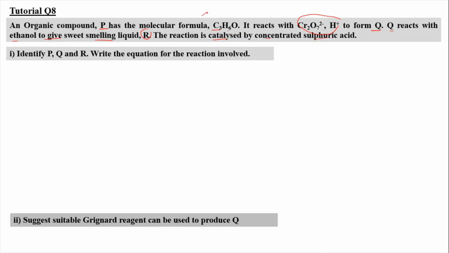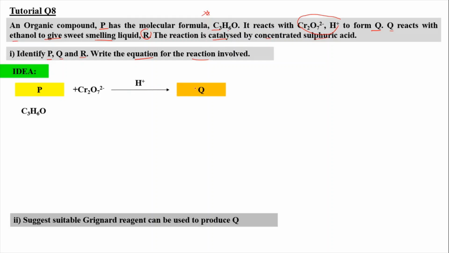in order to understand the situation here. Okay, and for question 1, we have to identify P, Q, and R, and we have to write the equation for the reaction involved. So as I mentioned, we have to come up with an idea first. So an organic compound P has the molecular formula of C3H6O, and it reacts with Cr2O7 2- with H+, which is a chromic acid, in order to form Q.